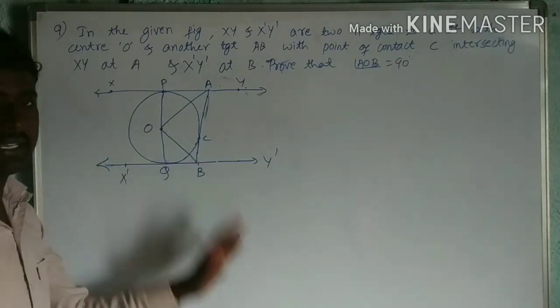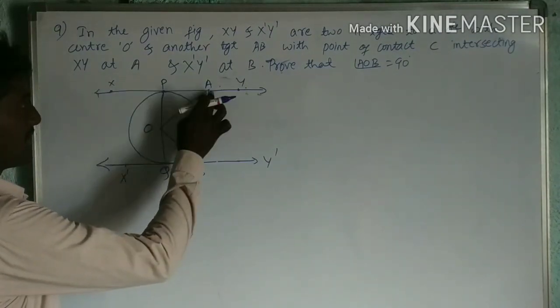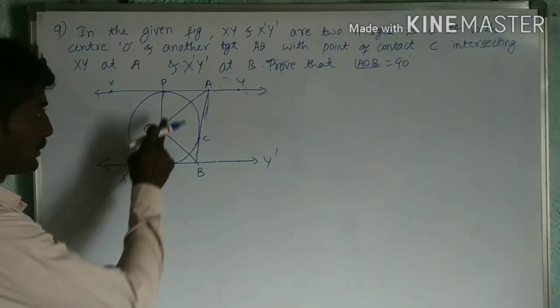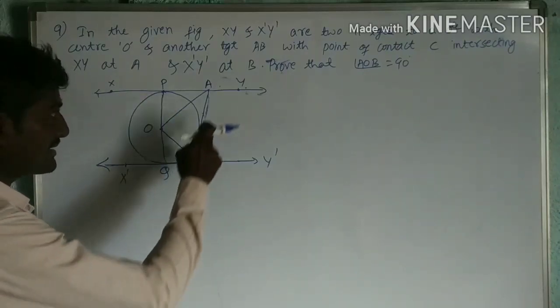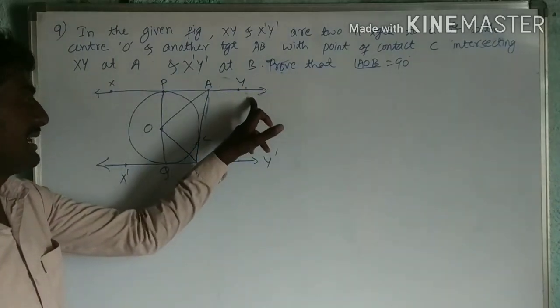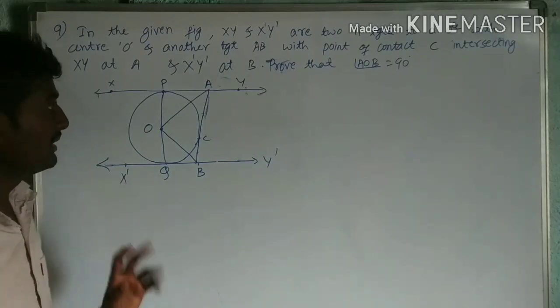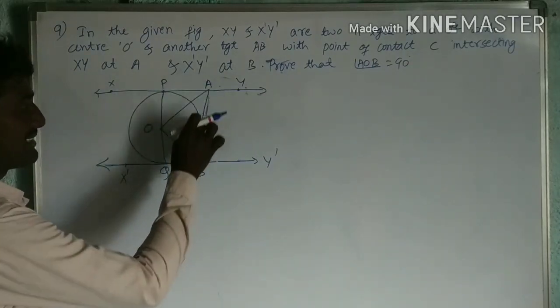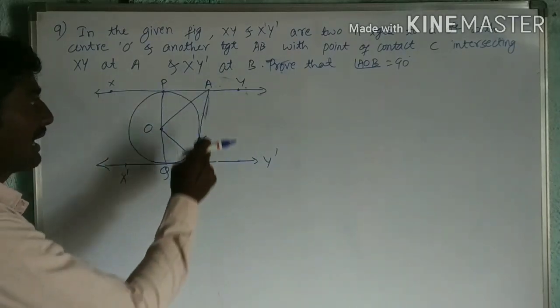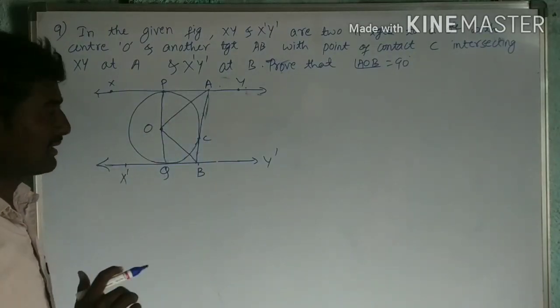So this is the given diagram. Since XY is a tangent, X'Y' is a tangent, and AB is also a tangent, AP is a tangent and AC is a tangent to the same circle. I can write AP is equal to AC. This is one concept.